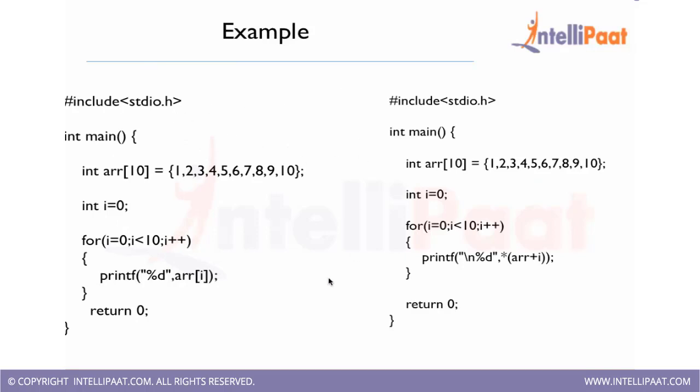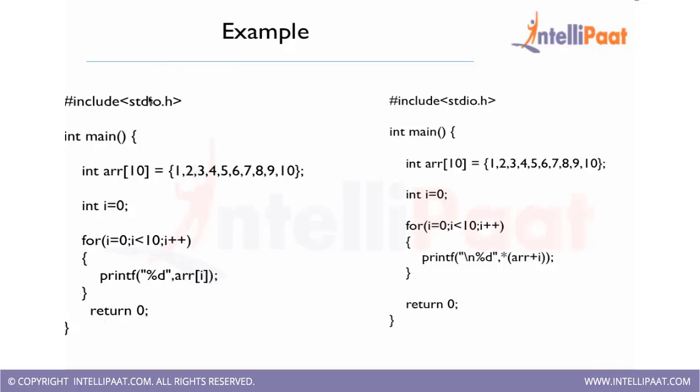Okay, let's consider this example. In this example, I have given two sections. One section is without using pointers and this section is with using pointers. So let's visit this section. #include <stdio.h>, main. I have initialized an array 1 2 3 4 5 6 7 8 9 10. I'm taking one integer i as a loop counter, running a loop from i equal to 0 to 10, then printf arr[i] and return 0.